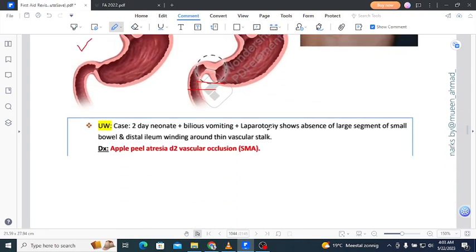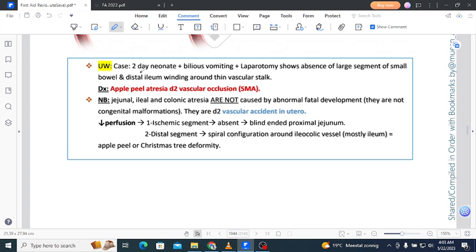Moving forward to the point, the UWorld point is a case of a 2-day neonate with bilious vomiting, and laparotomy shows absence of a large segment of small bowel and distal ileum winding around the vascular stalk. What is the problem? It is an apple peel atresia due to vascular occlusion of the superior mesenteric artery.